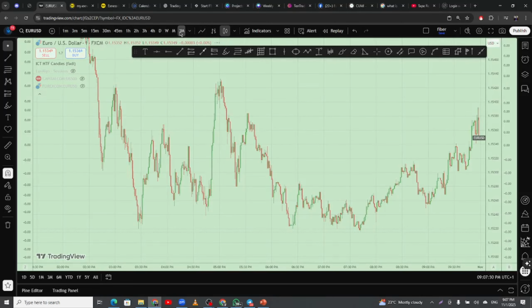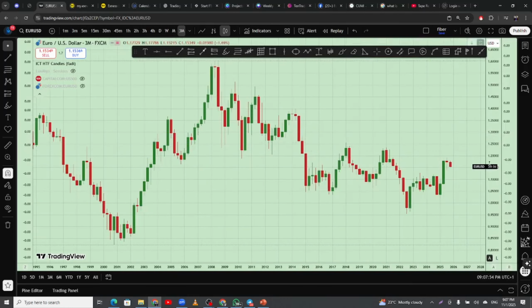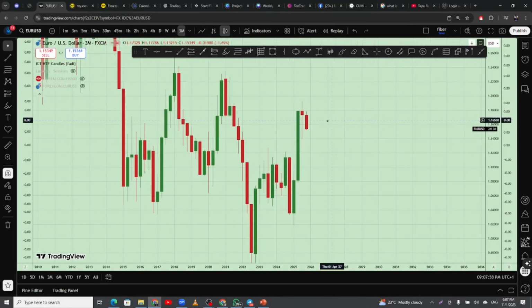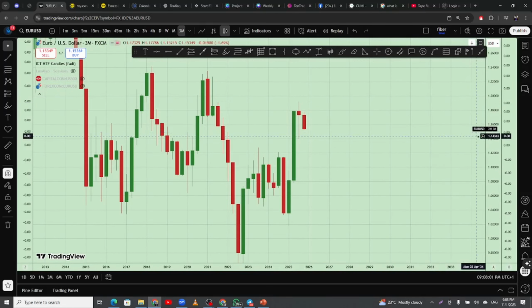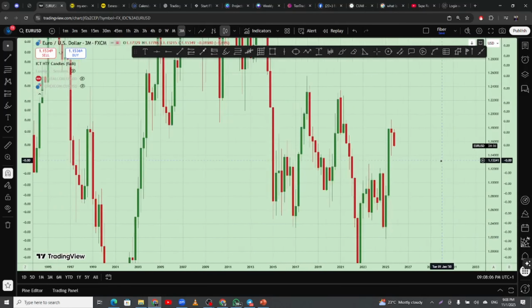So today we're going to start with Euro USD. We'll start right from the 3 months time frame, and currently this is a new month, the month of November, which means we're having a new monthly candle as well. So first of all, start with the 3 months time frame. There's something here which I want to show you guys.